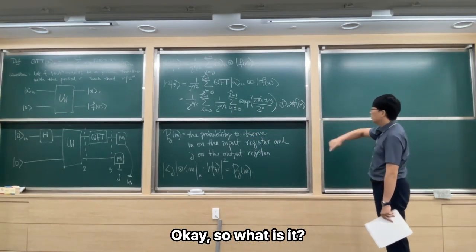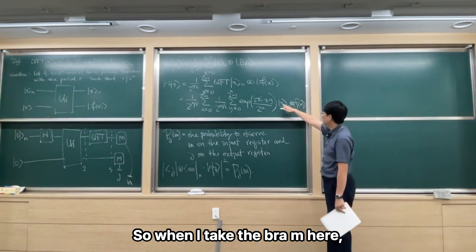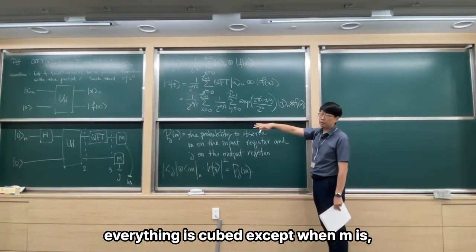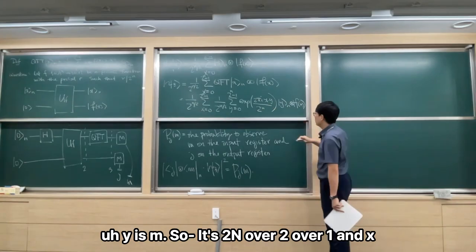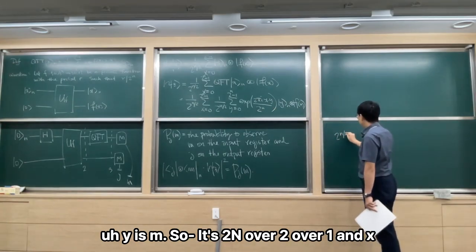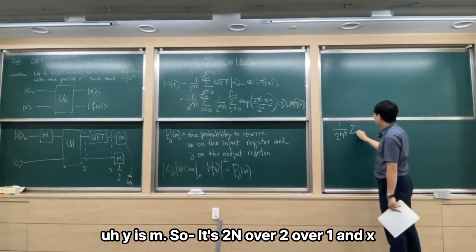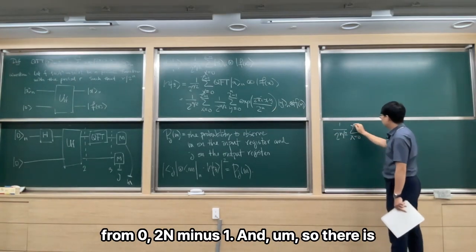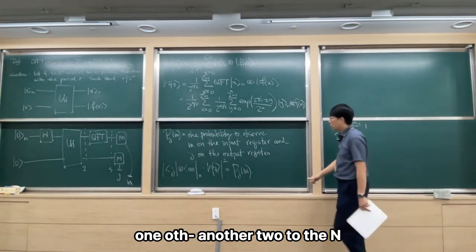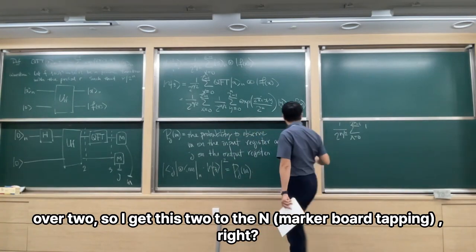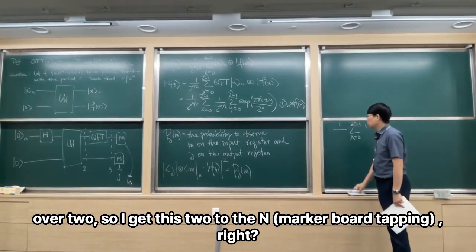Okay, so what is it? So when I take the bra of M here, everything is cubed except when Y is M. So it's 2 to the n over 2, one over, and x from 0 to n minus 1. And so there's another 2 to the n over 2. So I get this 2 to the n.